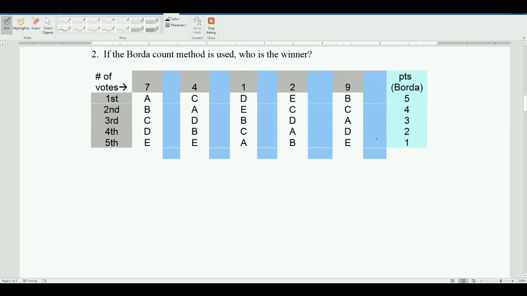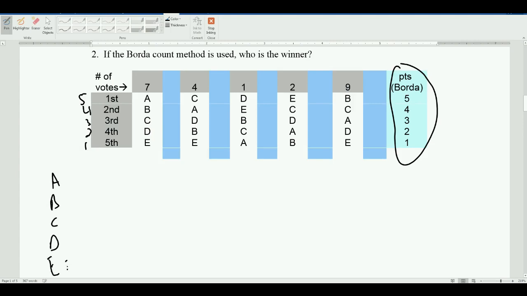Now the Borda count method, we will use this. This 5 represents first place. And then second place will receive 4 points. Third place will receive 3. Fourth place will receive 2. And fifth place will receive 1. So what we're going to do is count up all the votes for each candidate using the Borda count point system.